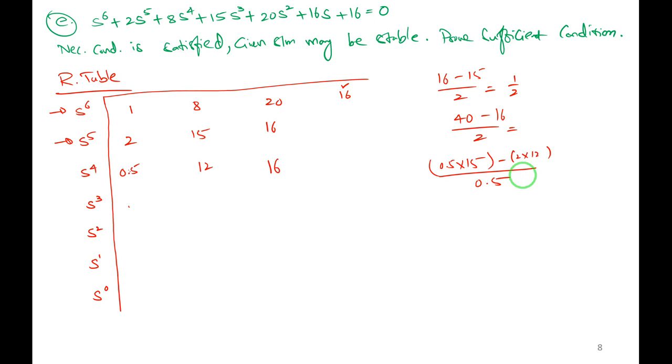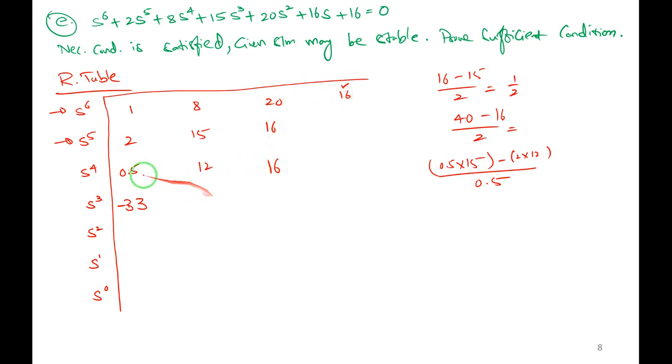Sorry, once again, I have made some mistake here. Okay, once again, I will do 0.5 into 15 minus 12 to the 24. So, minus 16.5 divided by 0.5. So, I am getting minus 33. So, let me write it here, minus 33 I am getting. Next, we will calculate this element. So, the constant term is coming here.